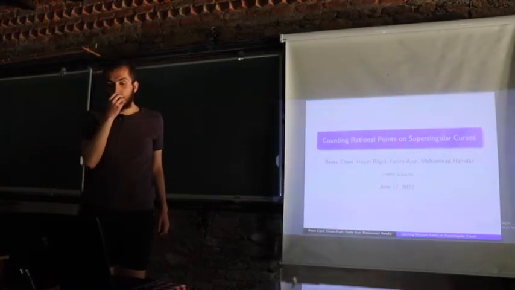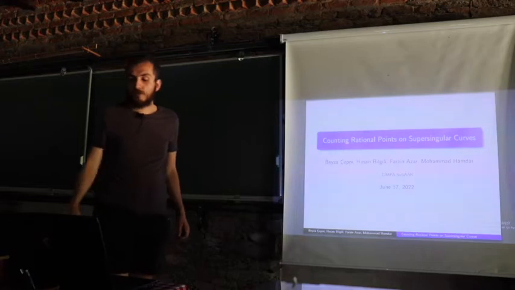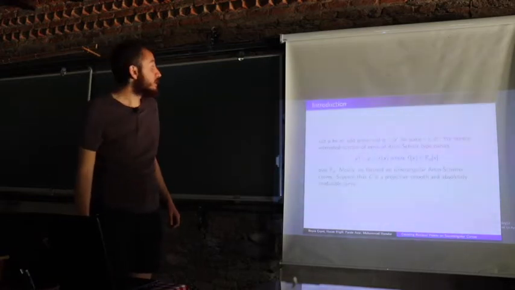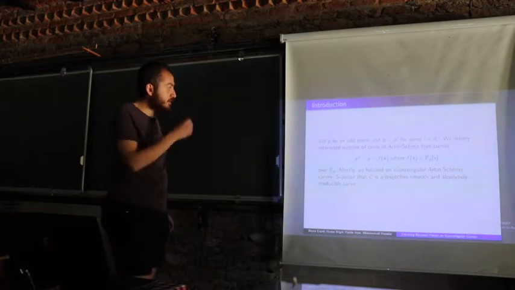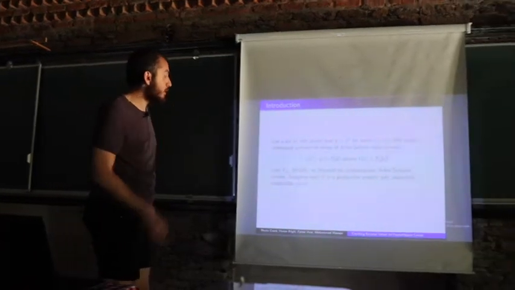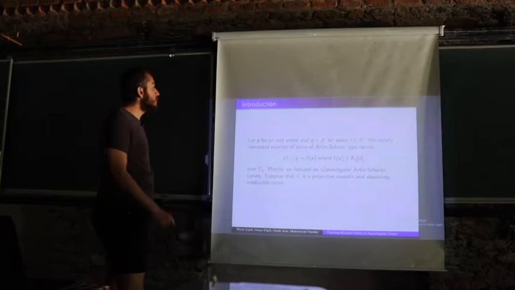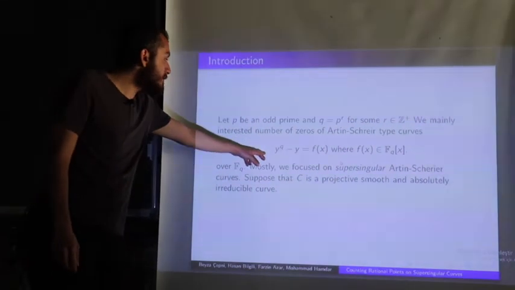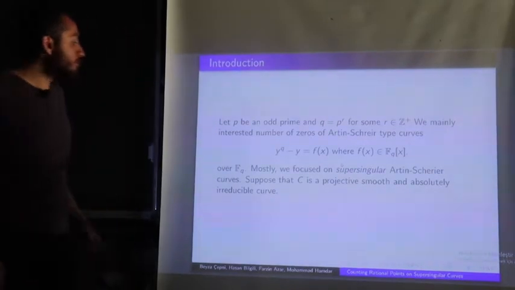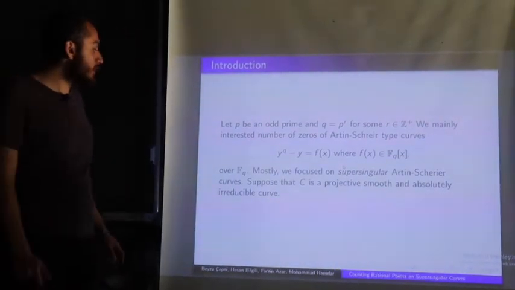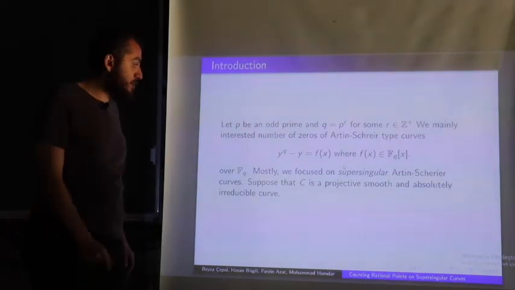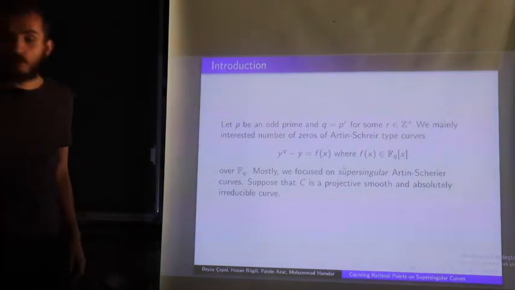Today I will present the fifth group presentation. Suppose that p is an odd prime and q is equal to p to the r for some positive integer r. We mainly trace the number of the zeros of Artin-Schreier type curves as stated in here. Mostly we focused on the supersingular Artin-Schreier curves, and we assume that C is a projective, smooth and absolutely irreducible curve.